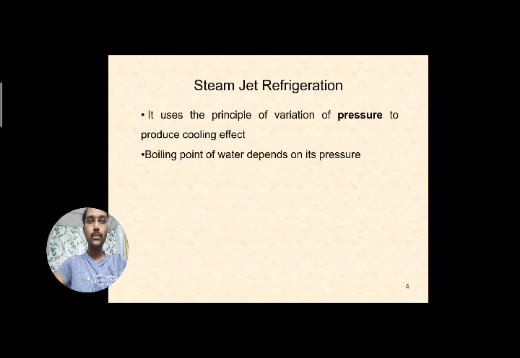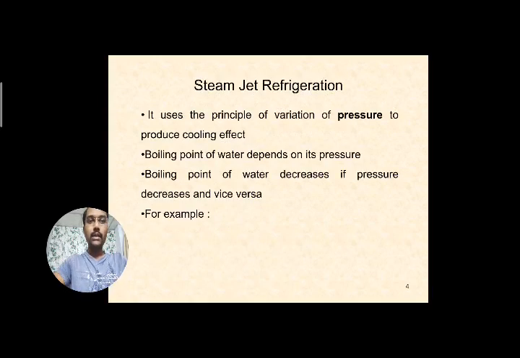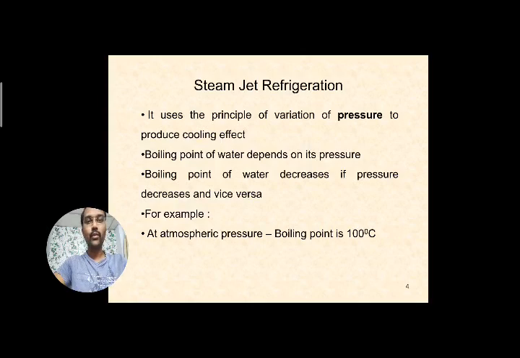So here are some salient points, you can note them down, and I will explain with the help of a neat diagram. Coming to the principle, the name indicates steam jet refrigeration, so here we are using the steam jet principle. With the help of the steam jet, the variation of pressure takes place on the surface of the water. What happens when the pressure variation takes place on the surface of water, and how can the boiling point of water be changed? So we can see in this steam jet refrigeration how we can get the cooling effect.